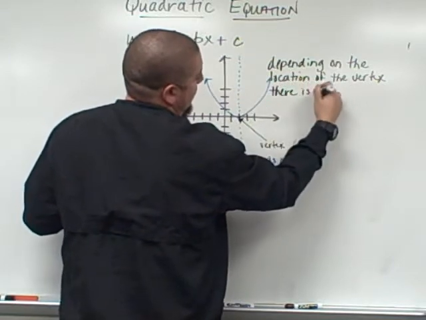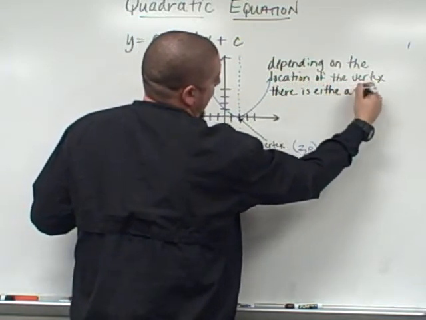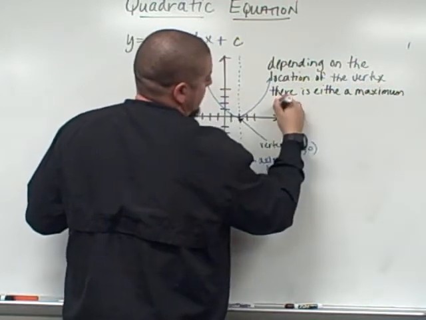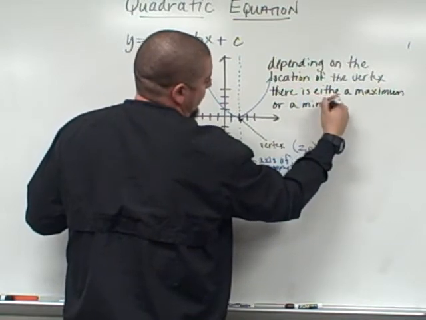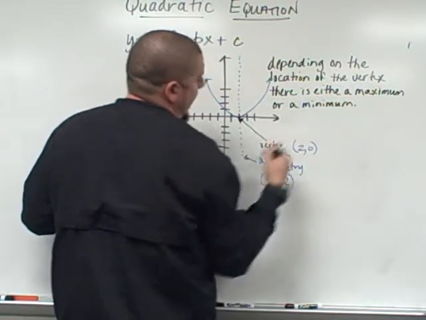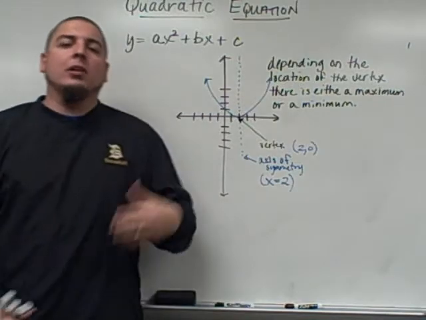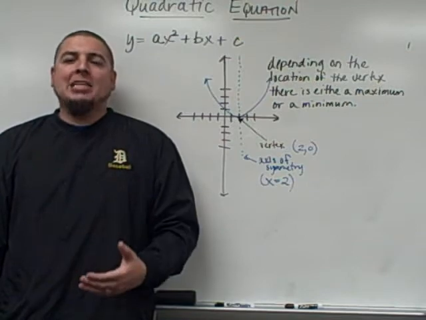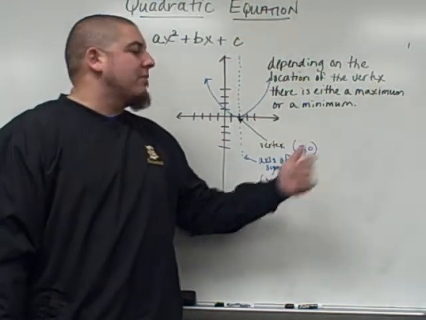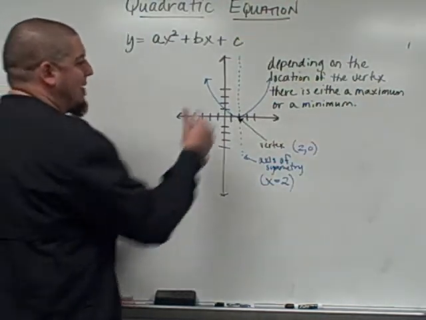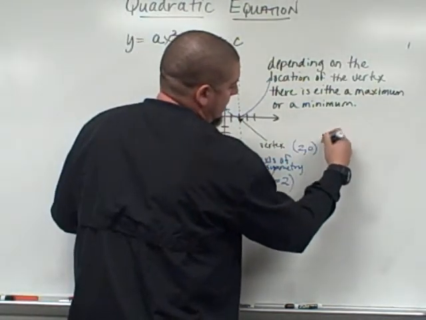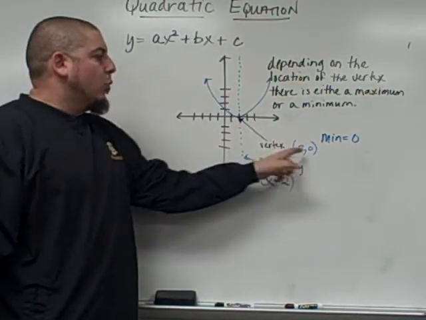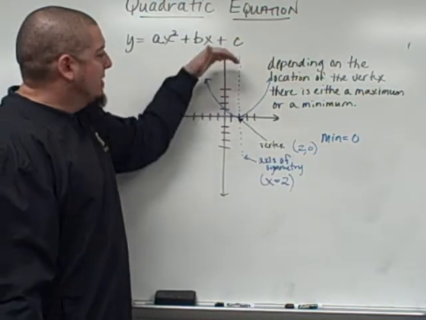there is either a maximum or a minimum. Okay? Every single quadratic or parabola has a max or a min value. The maximum or minimum value is based on the y value. In this case, we have a minimum equal to 0. Because the y value is 0 and the minimum is how low it can go.